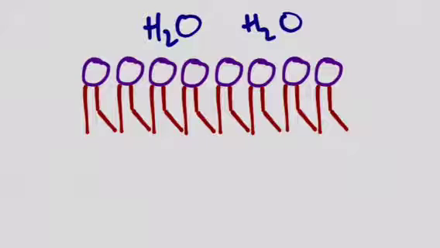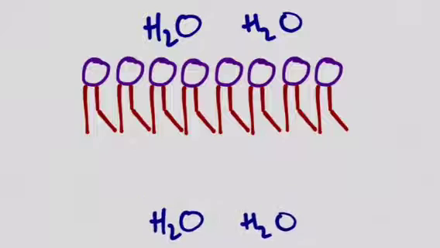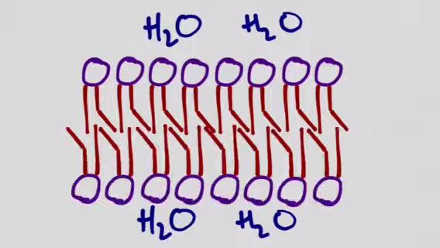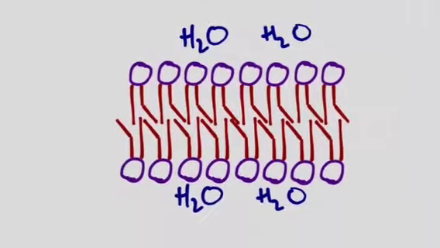But what happens when you have water on both sides? Water over here and then on this side as well. Well, the reason why it's called a phospholipid bilayer is because this actually doubles up. Copy. So cool. Okay, so you can see what I've done here.